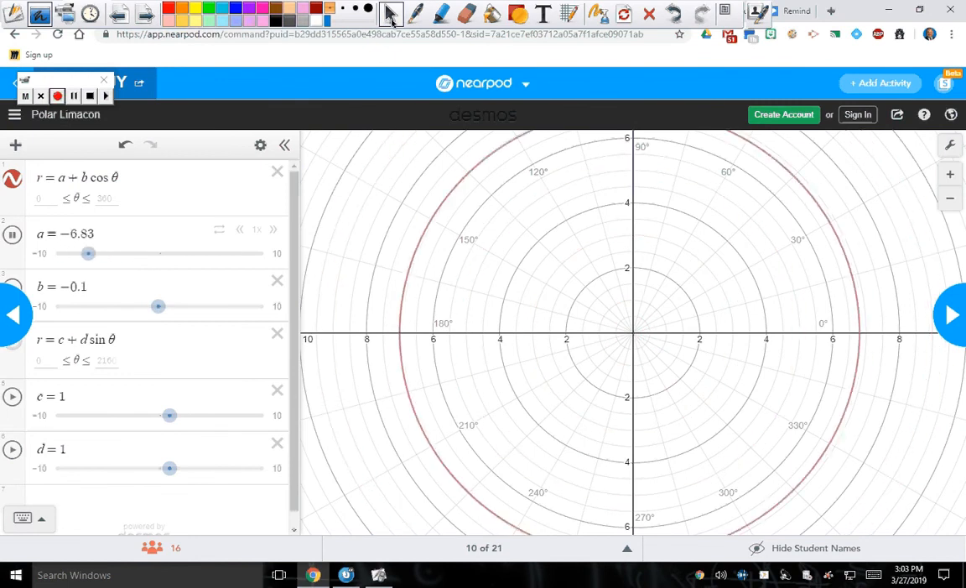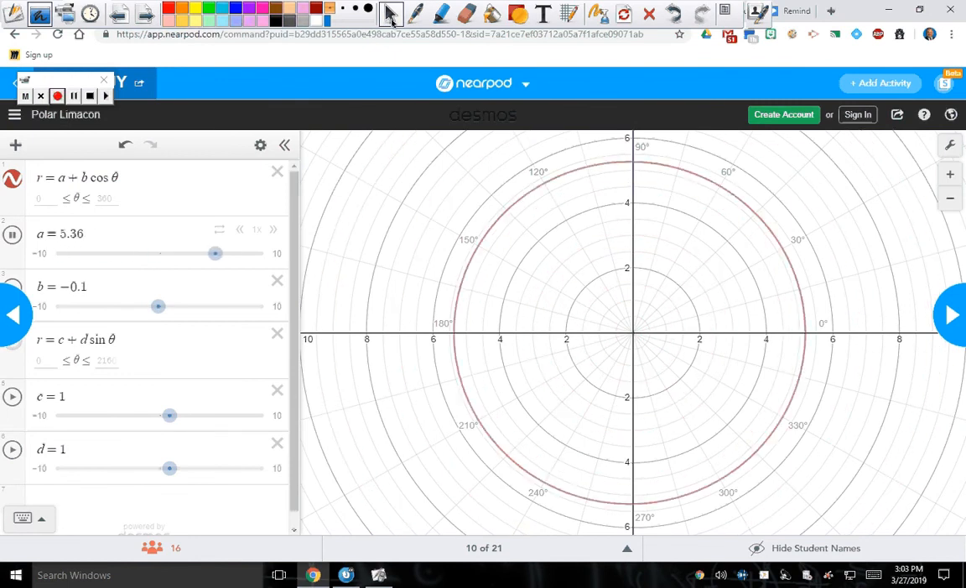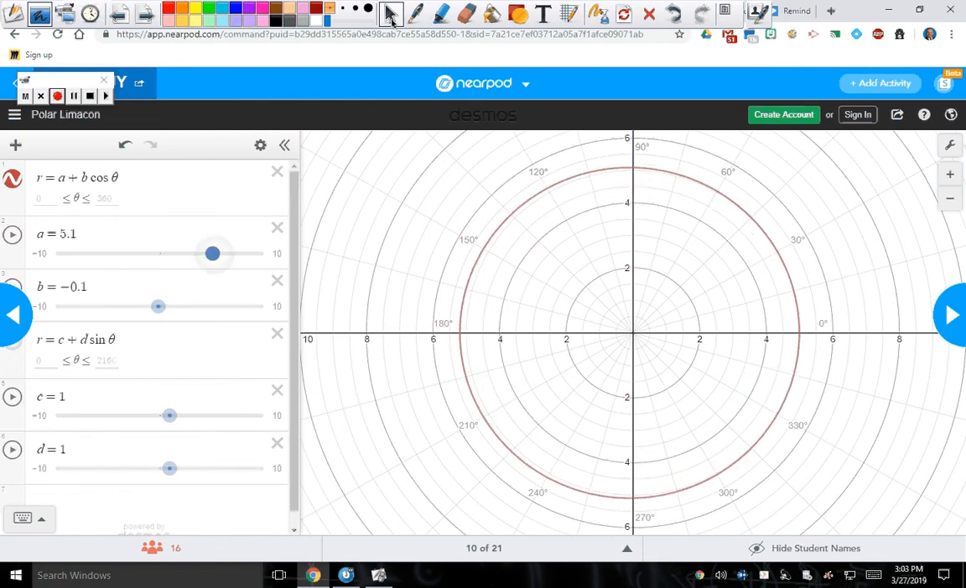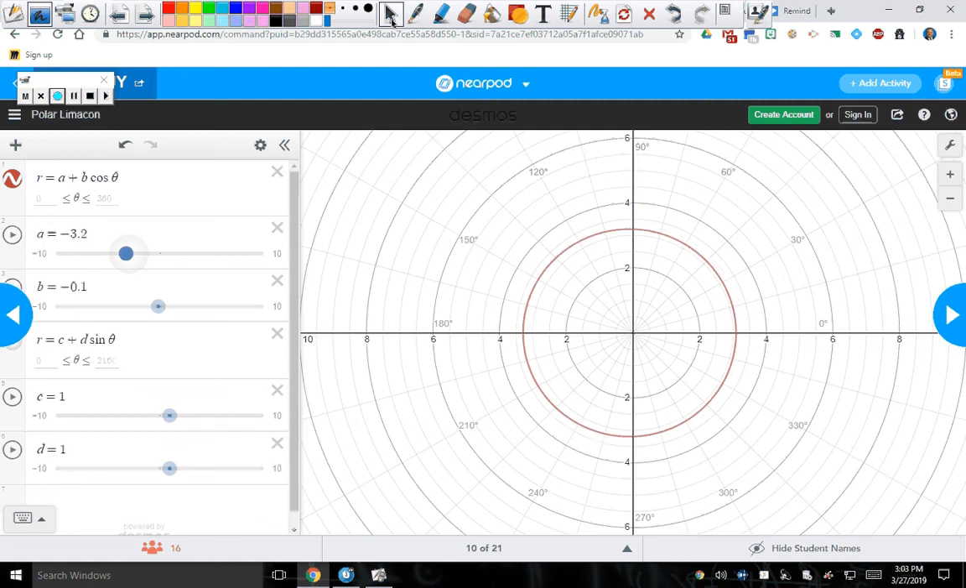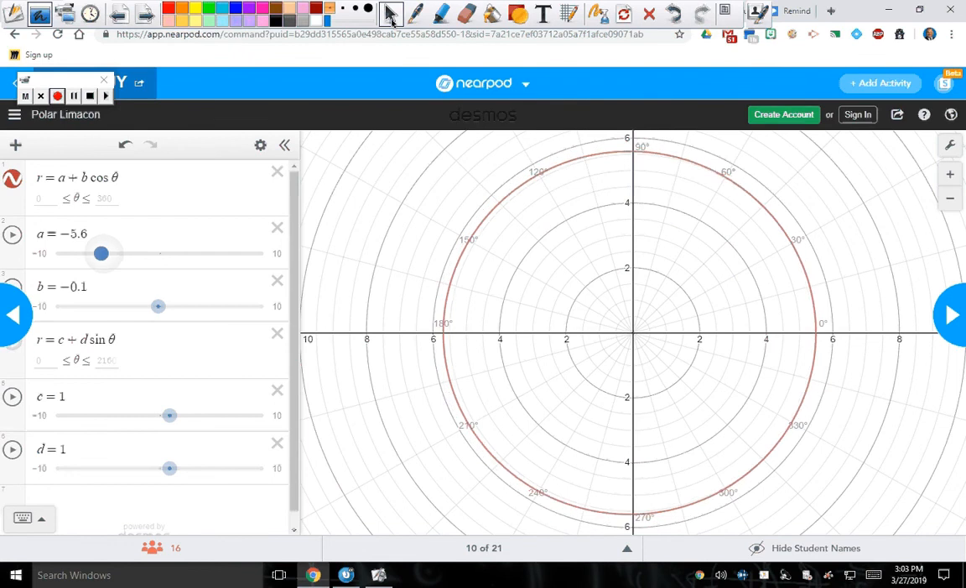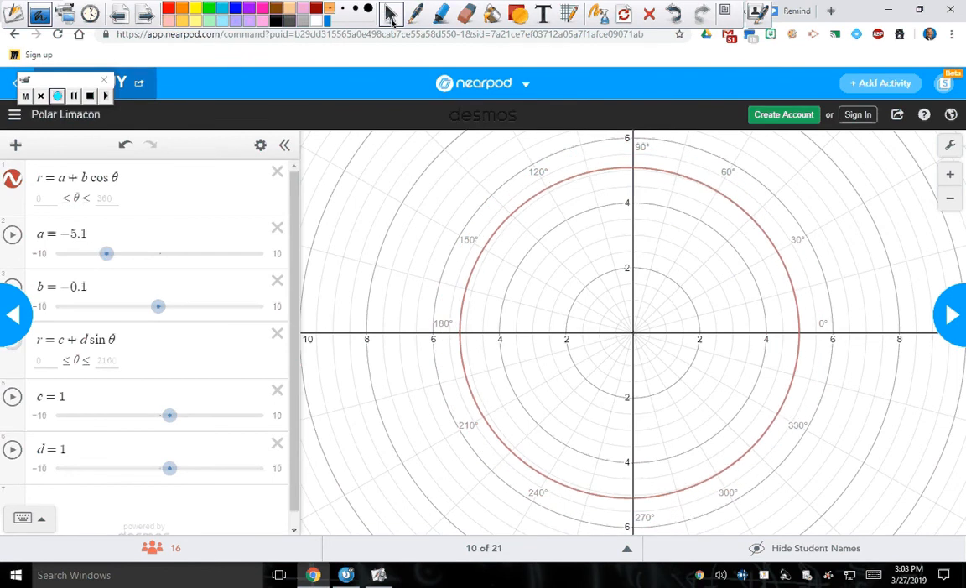So, ready? So look. See? If B is 0, there's not going to be a loop. Look at that. A is just showing you what the radius is. This is like R equals. Look. R equals 2. That's a radius of 2. R equals 5. Radius of 5. R equals negative 5. Whoops. It's still going to be 5 because that's the length of the radius. It's just rotating the other direction. Cool? So it's almost like the absolute value of whatever this is. If this is zeroed out, the absolute value of that A value is going to tell you what the radius is. Cool?